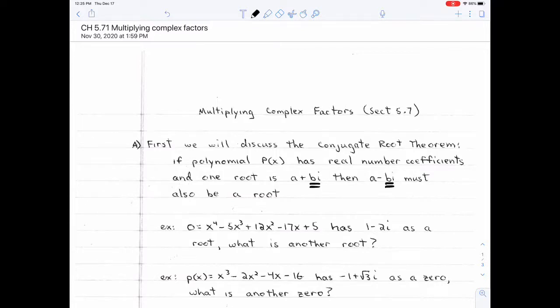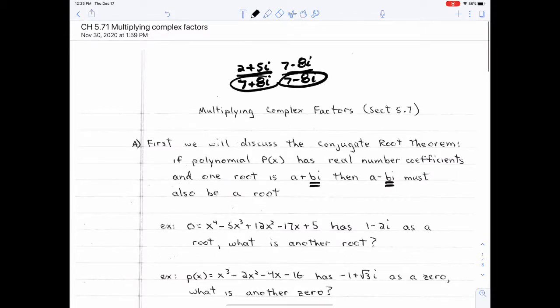Remember, just to give you a quick example. Don't write this down, though, because this is not what we're doing. Let's say you had 2 plus 5i all over 7 plus 8i, and you want to rationalize that. What did you do? You multiply by 7 minus 8i, because that makes the middle term go away. That's what's called the conjugate. These two things are conjugates, okay? I'm not that concerned that you know that name. But what is it? If you have a plus bi, you must also have a minus bi.